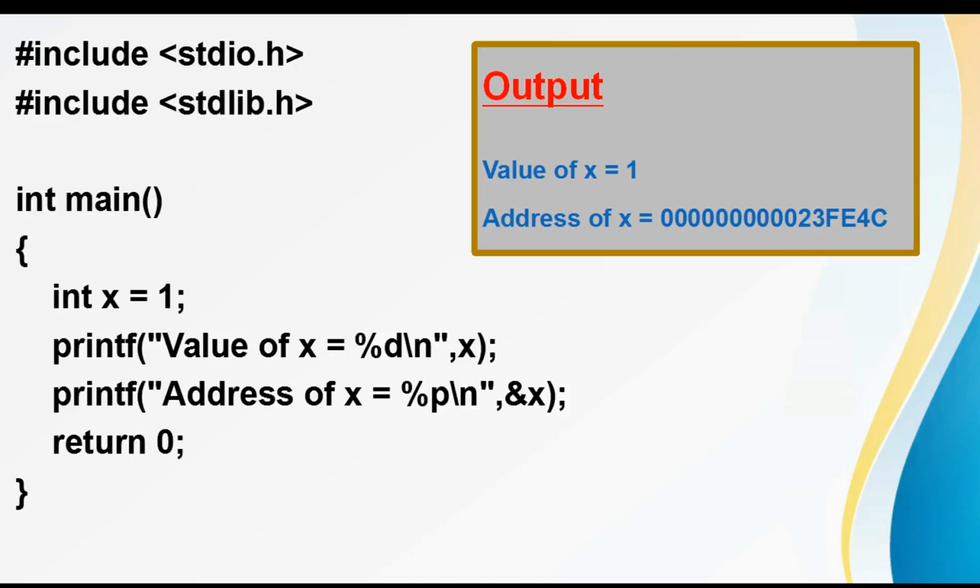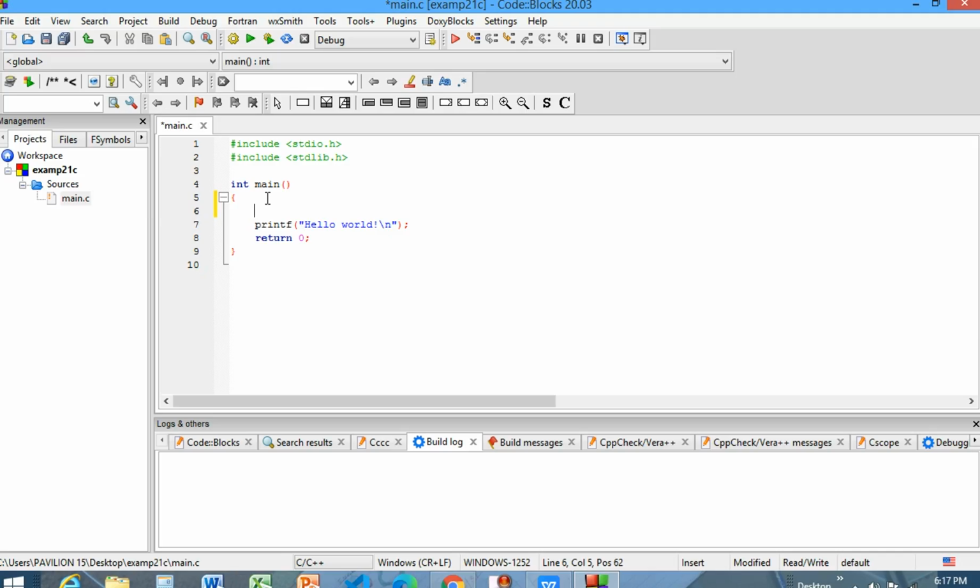Tutaenda kwa code block tuandike hii program ndio tupate kuelewa pointers. Katika code block tutaanza kudeclare variable. So we are saying int x is equals to 1 semicolon. Then inside the printf we are going to change the information that is inside. We say value of x, that is value of x is equals to %d. Then mwisho tuweke semicolon, then we put x.